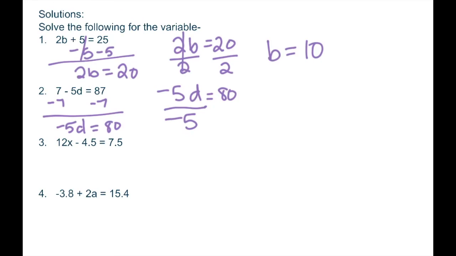I'm trying to make this side into a 1. So a negative 5 divided by a negative 5 will give me just 1d, or d is equal. And when I divide 80 by a negative 5, I'm left with negative 16. Right? Our next one, we have 12x minus 4 5/10 is equal to 7 5/10.